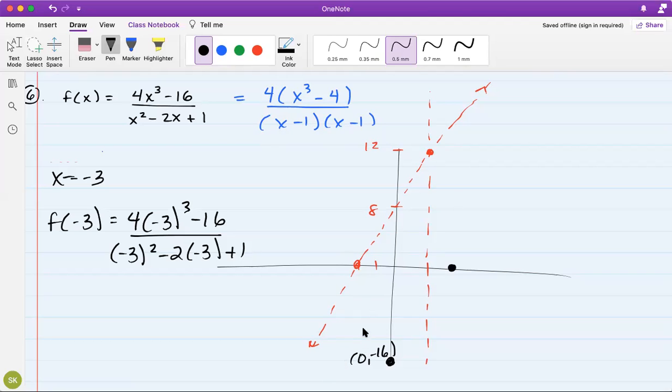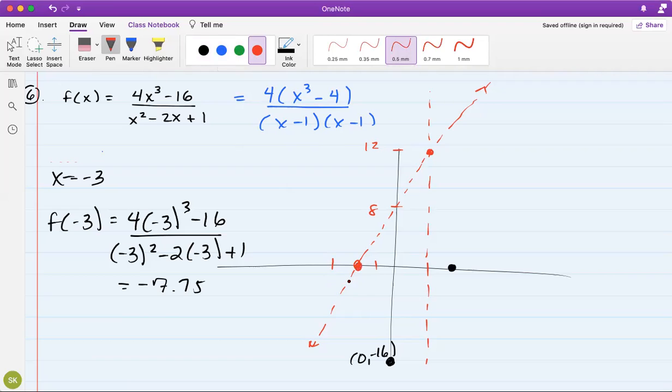Okay, I'm going to use a calculator for that. So we get, I'm plugging all of this in the calculator. Make sure you do the same thing. -3 cubed minus 16. And then I'm dividing by 9 plus 6 plus 1. I got -7.75. So I'm going to put a dot at -3. So this was -2, so -3.